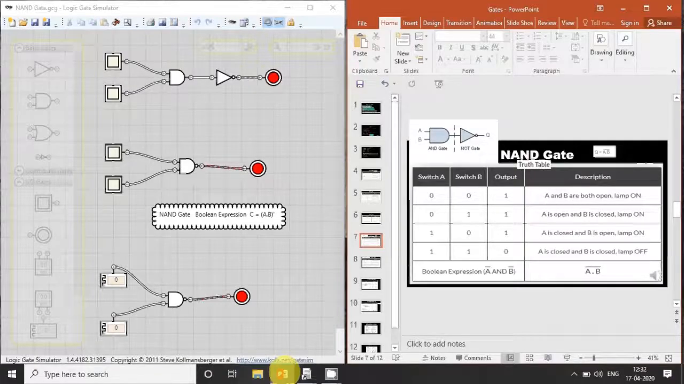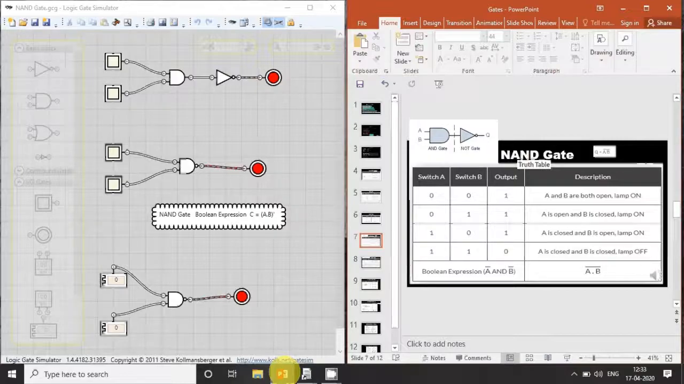In this video, I am going to give you a complete package on universal gates: how the universal gates are formed from basic gates, the simulation point of view, and verification with the truth table. Watching this video, you will be able to learn universal gates. Let us start this video.